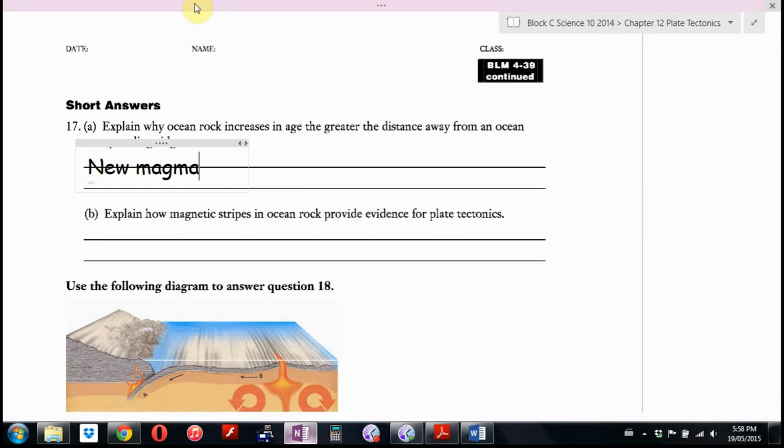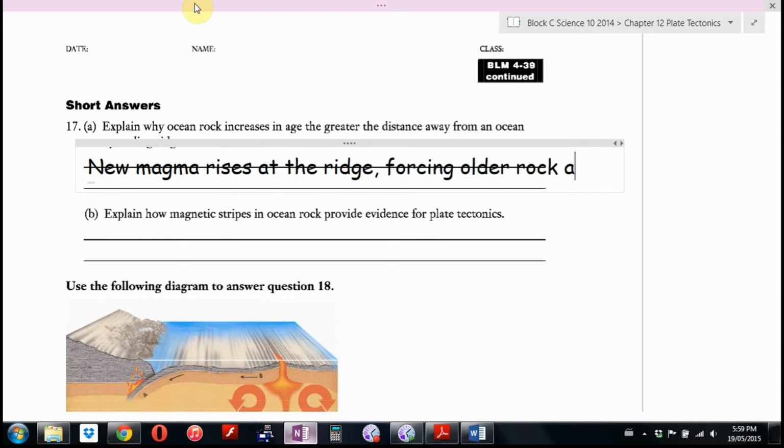Well, new magma rises at the ridge, forcing older rock away. Which means the further you go from a ridge, the older the rock. The closer you go to an oceanic ridge, the newer the rock.